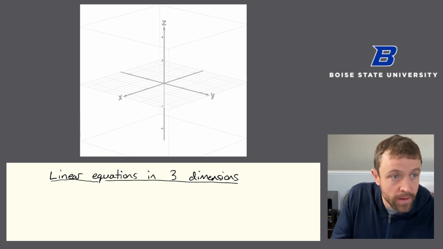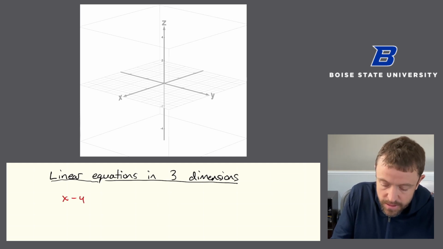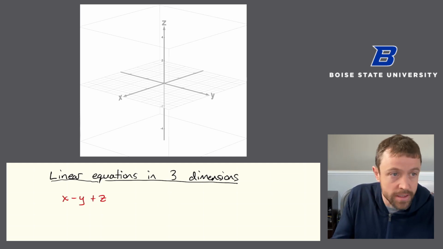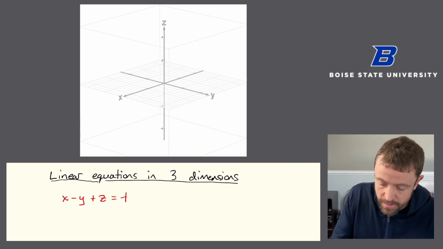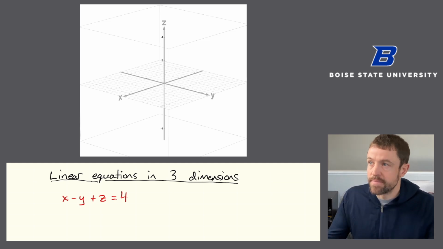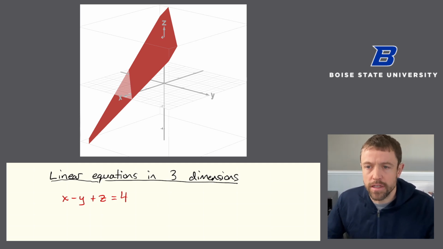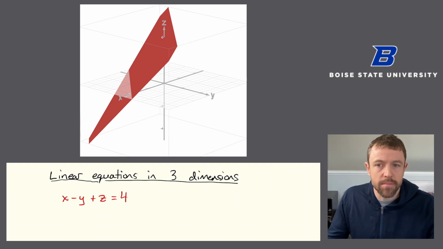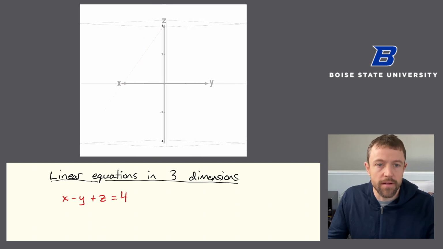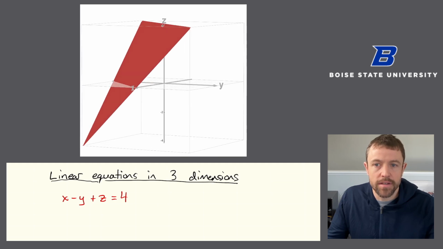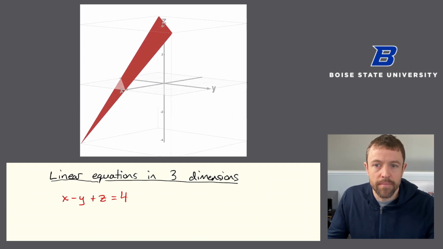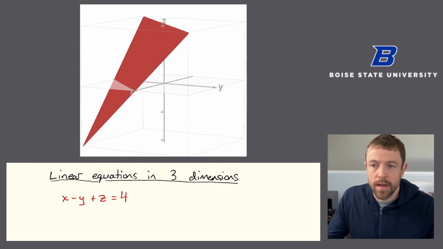So the first one I'm going to look at is x minus y plus z equals 4. And again, think about what this might look like, and then I'm going to graph it. And we just have part of the 3-dimensional coordinate system, but you can see that this is a plane. Hopefully you can see that, right? If I get it at the right angle, it kind of disappears. It's a flat plane. Stop it from spinning there.